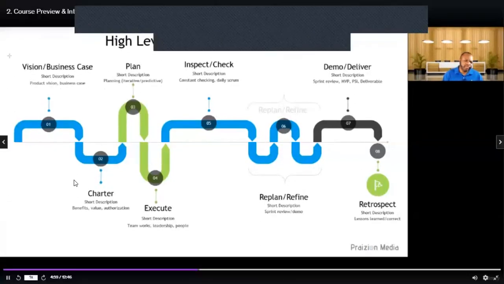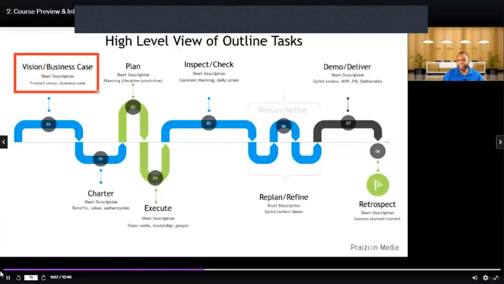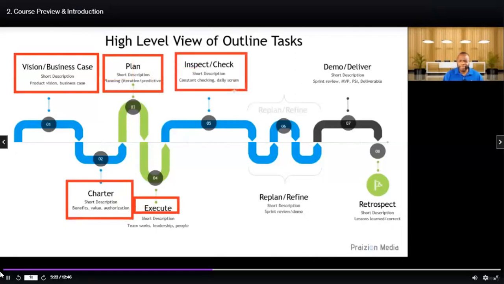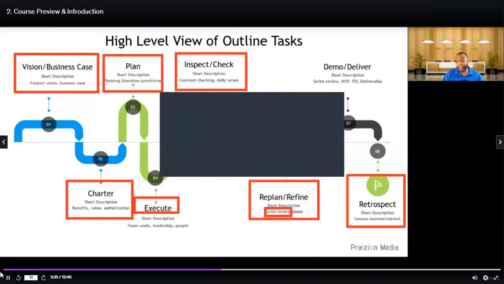The teachings that Roy and I deliver, you'll find that there's a confluence, there's a meeting point. And what I've done is shown you the meeting point. So when it comes to a vision, it exists in the world of Agile. It also exists in the world of predictive, like your business case. When we talk about a charter, it exists in the world of predictive, exists in the world of Agile. When you talk about planning, same thing. Talk about executing, same thing. Inspect and check is really like monitoring and controlling. Replan, refine is like what we do in the world of predictive as well. We just have specific terms for it in Agile, such as sprint review, backlog refinement, things like that. And then retrospective, we call it a lessons learned.